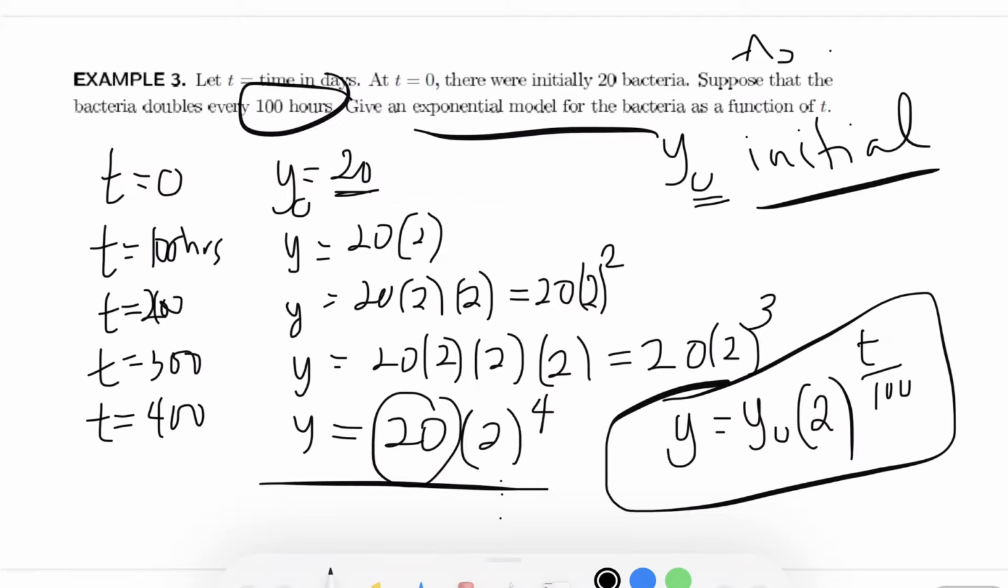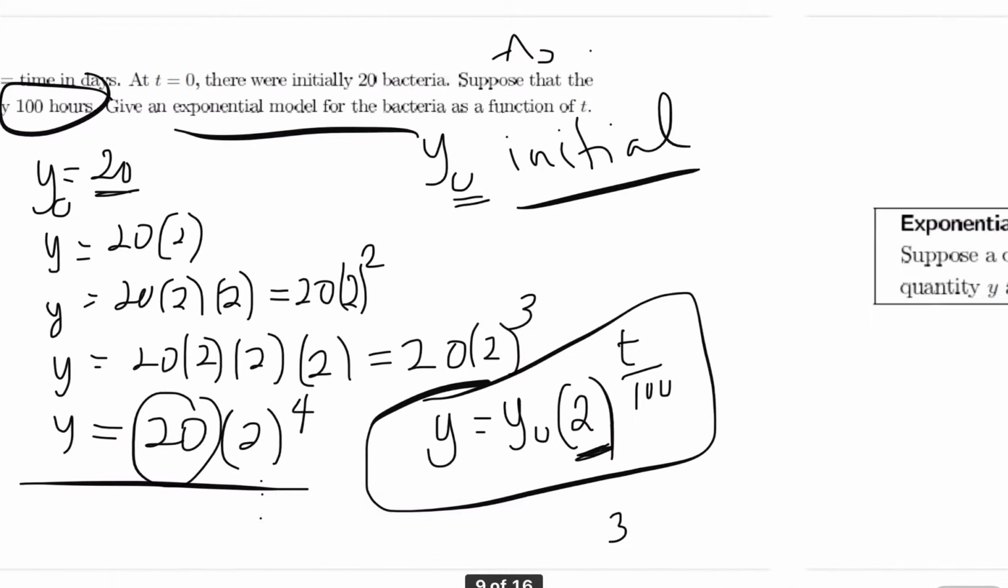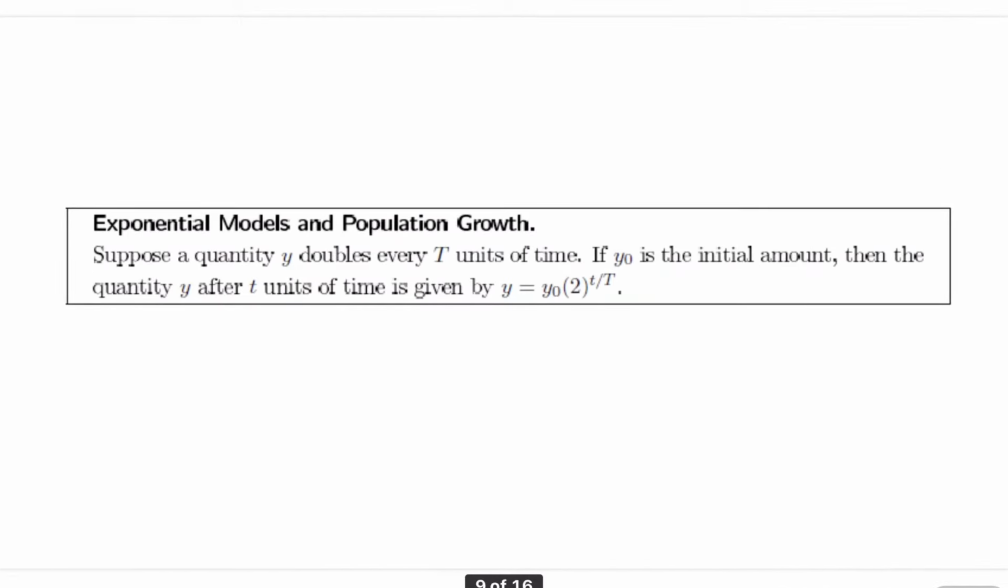So this is now our exponential model. Starting with an observation, this one, then we can generalize. So, say for example, if this is triple, the same thing, it becomes 3 instead of 2. Quadruple, and so on. So, we have these results.